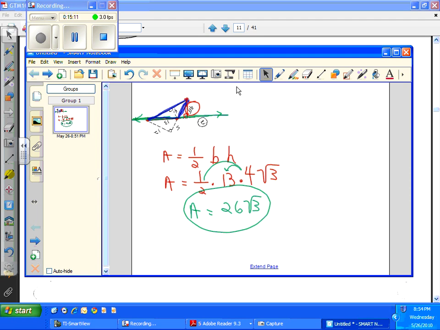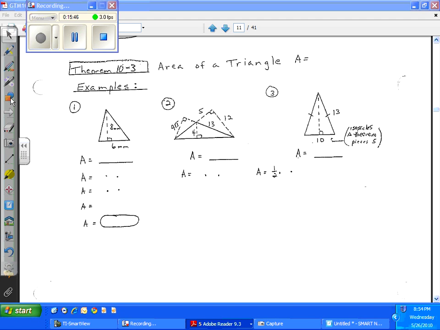Any questions on that? So remember, in an obtuse triangle, sometimes the altitude is not inside the triangle itself. The base of the triangle has to be a side of the triangle. You have to think about setting that side on its bottom, and then the height is straight down to the bottom or the line that contains the bottom. Okay? All right. Number 3.